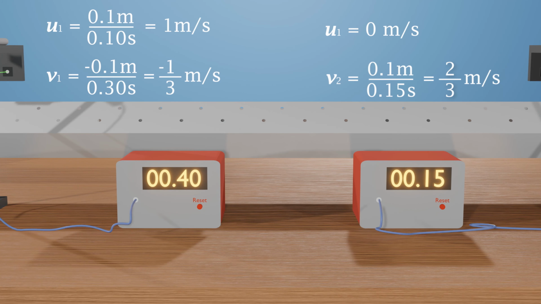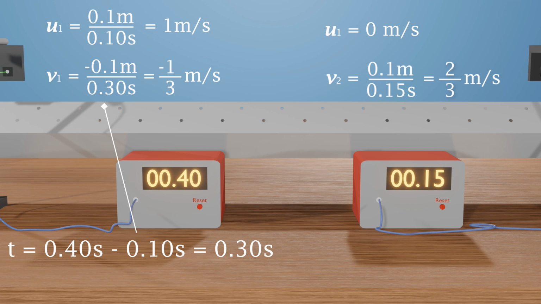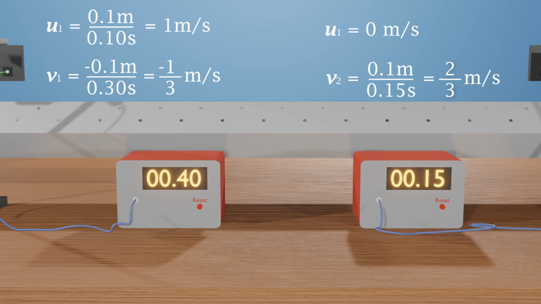In case you missed it, the first scalar timer initially recorded 0.10 seconds, allowing us to calculate u1, the initial velocity of rider 1. The first scalar timer then recorded rider 1 on its way back, with a total time measuring 0.40 seconds. By subtracting the initial time of 0.10 seconds from the final time of 0.40 seconds, we can calculate the final velocity of rider 1. Also note that as it was moving to the left this time, it has a negative velocity.